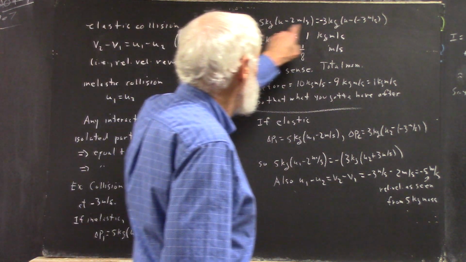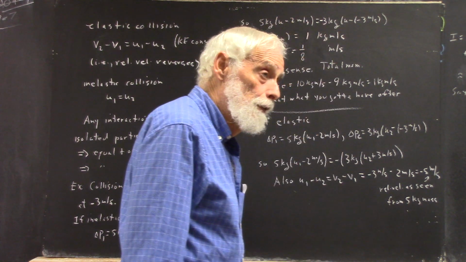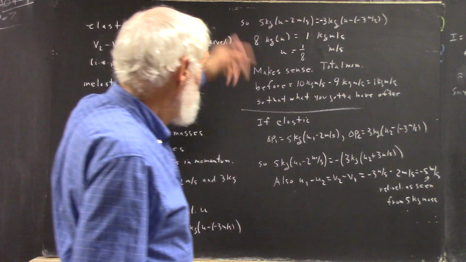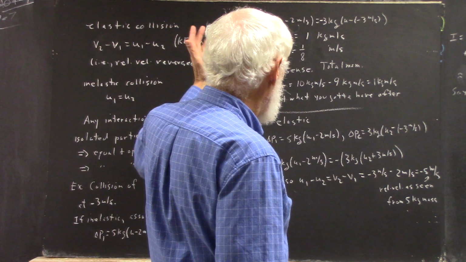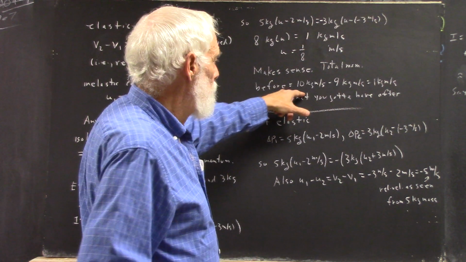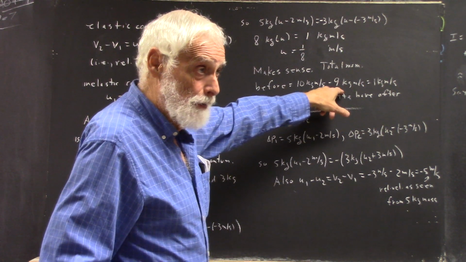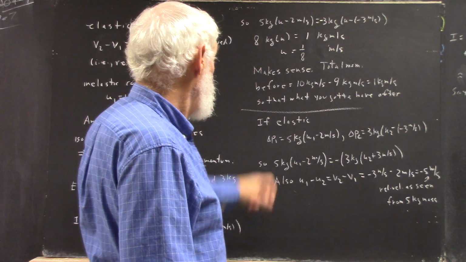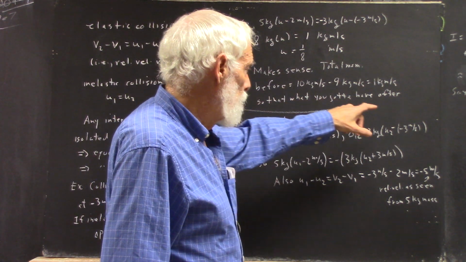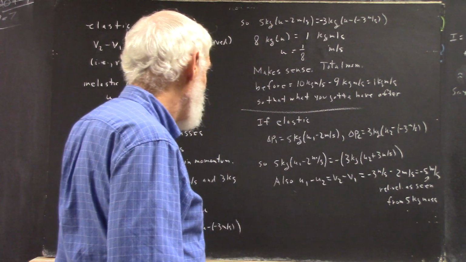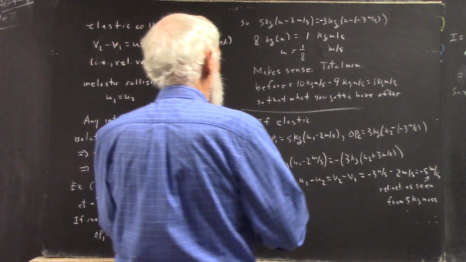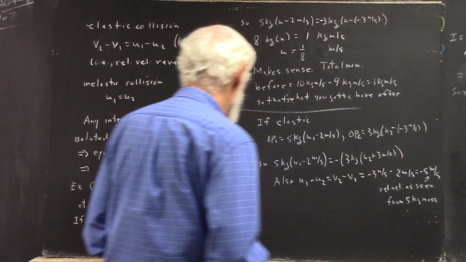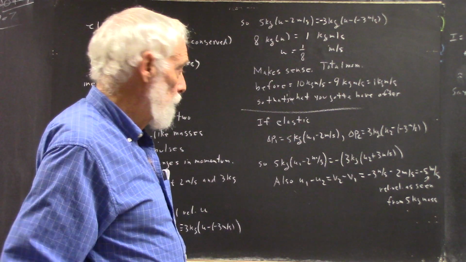So you set these two things equal and you solve for u, you get 1/8 of a meter per second, and it's very straightforward. Okay? That's really pretty simple. It makes sense. Total momentum before is 10 kilogram meters per second minus 9 kilogram meters per second, easily calculated, which is 1 kilogram meter per second. So that's what you've got to have after collision. And you can verify that you have the same thing before and after.